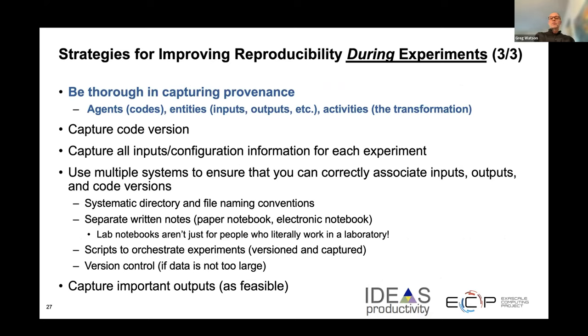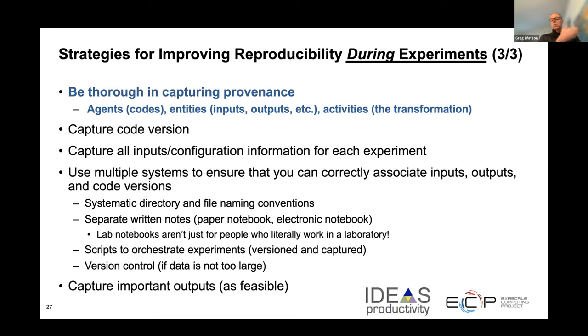So provenance, as I mentioned, involves the code, the inputs and the outputs, and then essentially what you've done. Keeping that provenance, or as much as you possibly can, will help not only in reproducibility, but also in submitting papers to journals that require or provide badging or other types of reproducibility goals. So capture the code versions we've talked about, and capture all the inputs and configuration information for every experiment, doing that in a way that's redundant, so have multiple systems that will allow you to correctly associate the inputs and the outputs and the code versions.